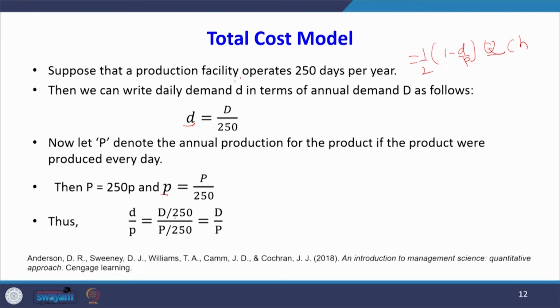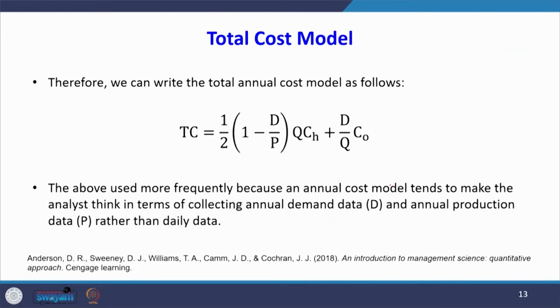So, the 250 working days is not important. What I am saying is that the ratio of per day demand and per day production is equal to the annual demand upon the annual production, capital P. So, this ratio is the same. In our total cost formula, we are going to use this annual demand and annual production. So, what we have done is rewrite small d by P as capital D by capital P.